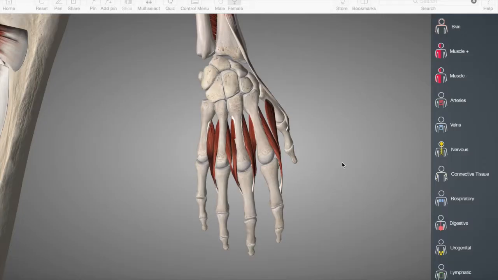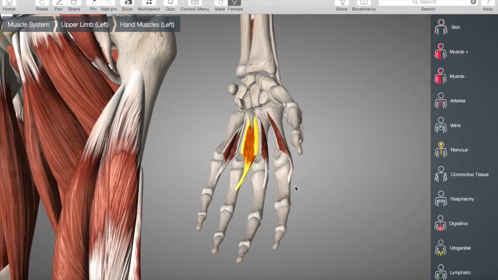On the other side, the dorsal muscles have 2 heads, which originate from adjacent sides of the metacarpal bones and insert on the ulnar side of the proximal phalanx. Dorsal interosseous muscles abduct the digits of the hand. That means they move them away from the midline of the hand.